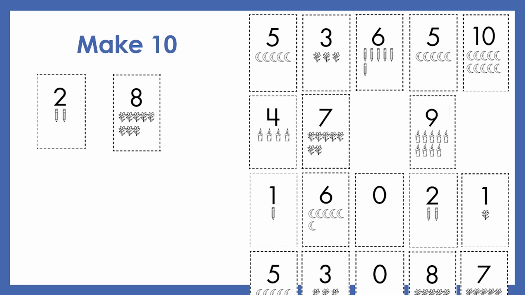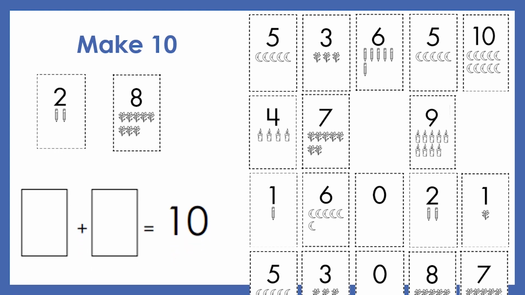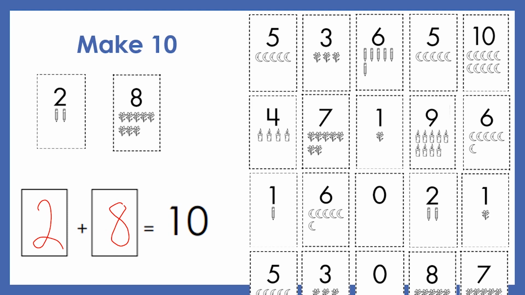Player 1 will take those cards and record the combination of 10 on the recording sheet. 2 and 8. 2 plus 8 equals 10. Player 1 will finish their turn by replacing the 2 missing cards with 2 cards from the deck. Now it's Player 2's turn. Player 2 will do exactly the same thing. They will find 2 cards that make 10, they will record their combination of 10, and replace the missing cards.